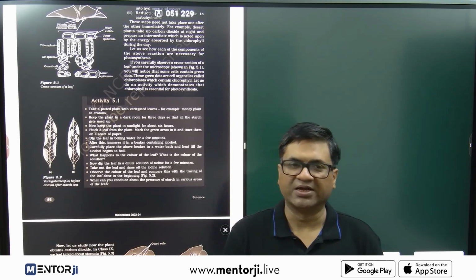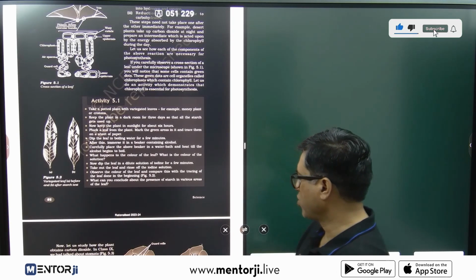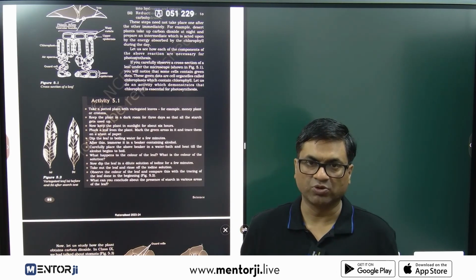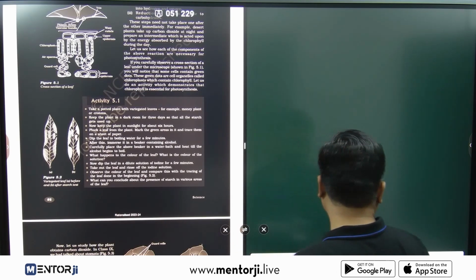Chapter Life Processes. In the previous video, we have discussed the different photosynthetic events, and the differentiation between the land plants and the arid zone plants, that means the terrestrial plants and the desert plants, on the basis of photosynthesis. Now we are going to start activity 5.1, and that is very important for board exam, so you have to focus a lot. So let's start with this activity.